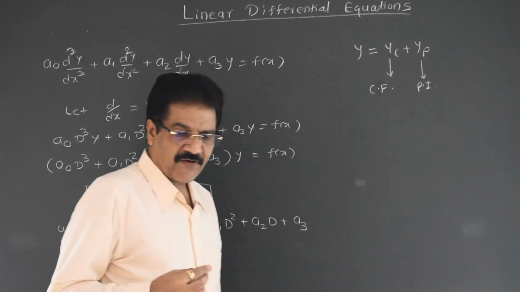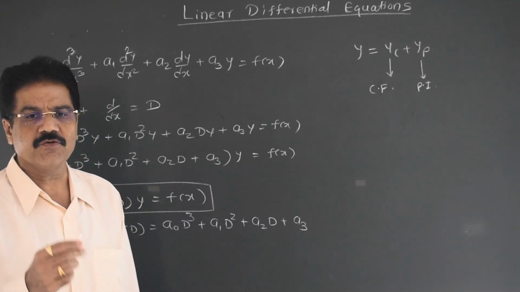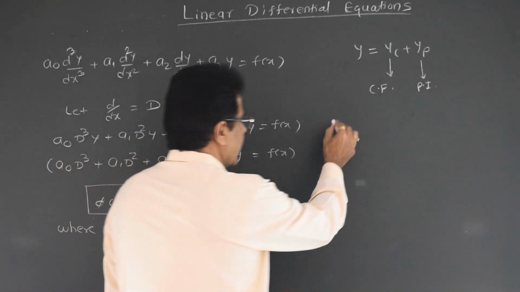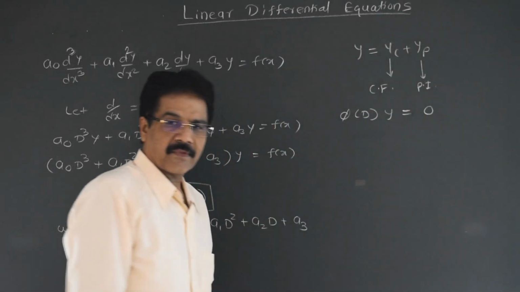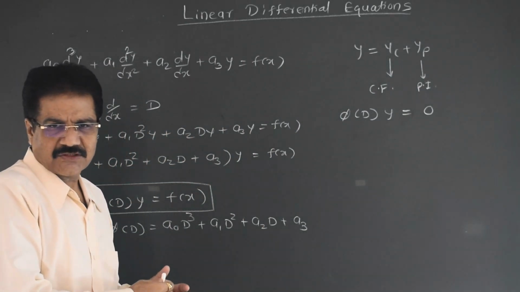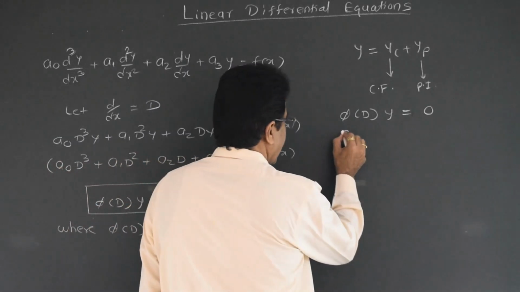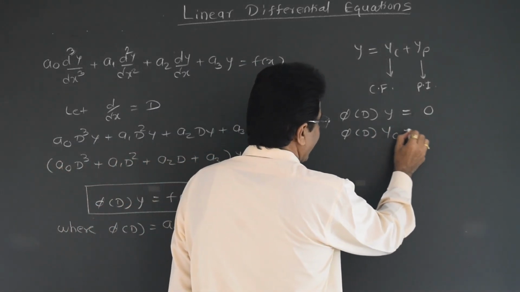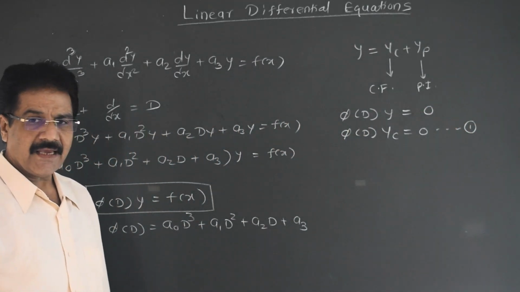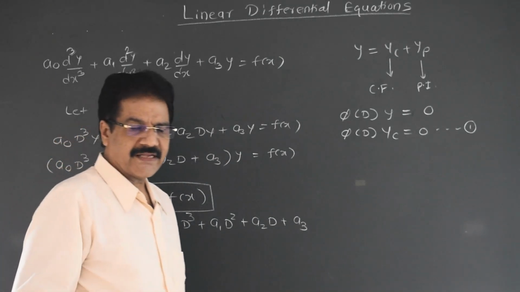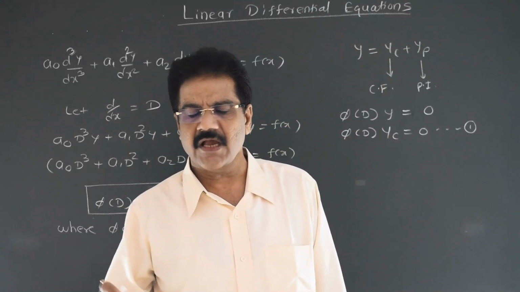yc, the complementary function, is the solution of the differential equation when the RHS is assumed as 0. So for the time being let us take a differential equation of the type phi(D) y is equal to 0. And we know that if yc is its solution, it has to satisfy the equation. So let us replace y by yc, and therefore we can write phi(D) yc is equal to 0. Let it be equation number 1. Now yc is a complementary function, which always consists of arbitrary constants like c1, c2, c3 or a, b, c, whatever you want.